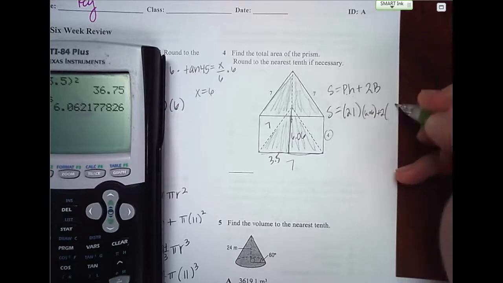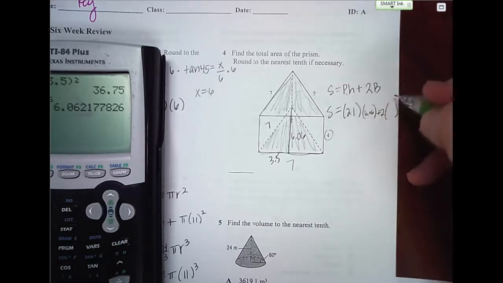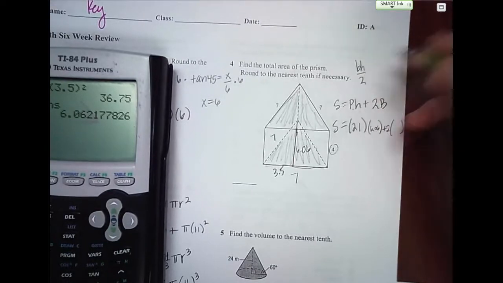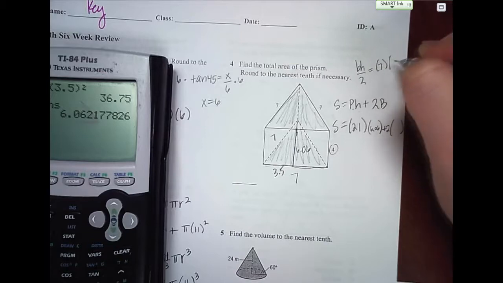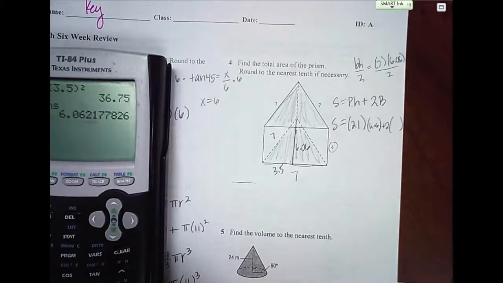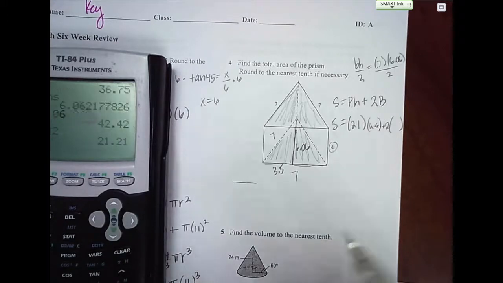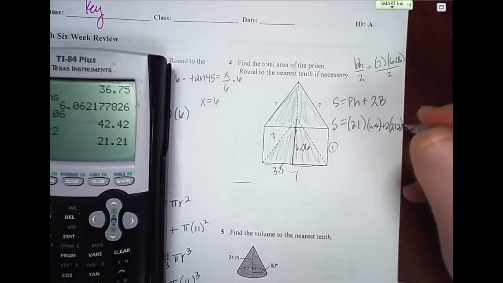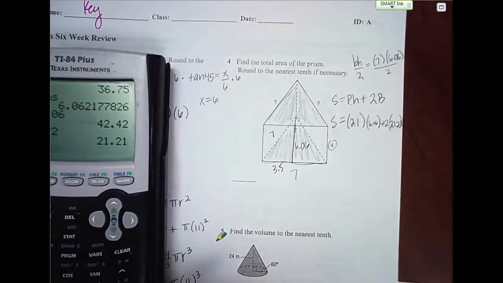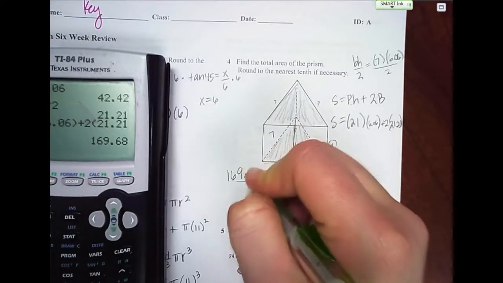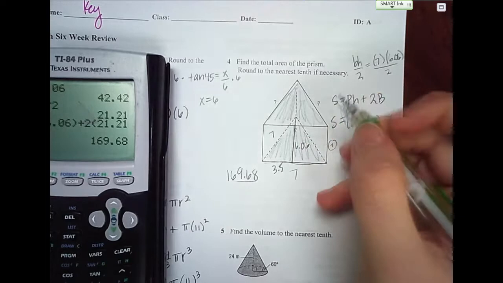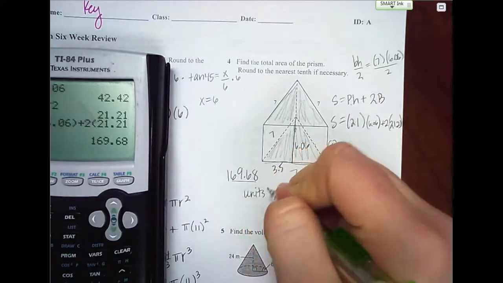Plus 2 times the base. Now the base is a triangle, so I want to do base times height divided by 2. So the base of the triangle is 7. We just found the height of the triangle, and I'm going to divide that by 2. So 7 times 6.06 divided by 2, 21.21. So a lot going on in this one little problem. 169.68 units squared.